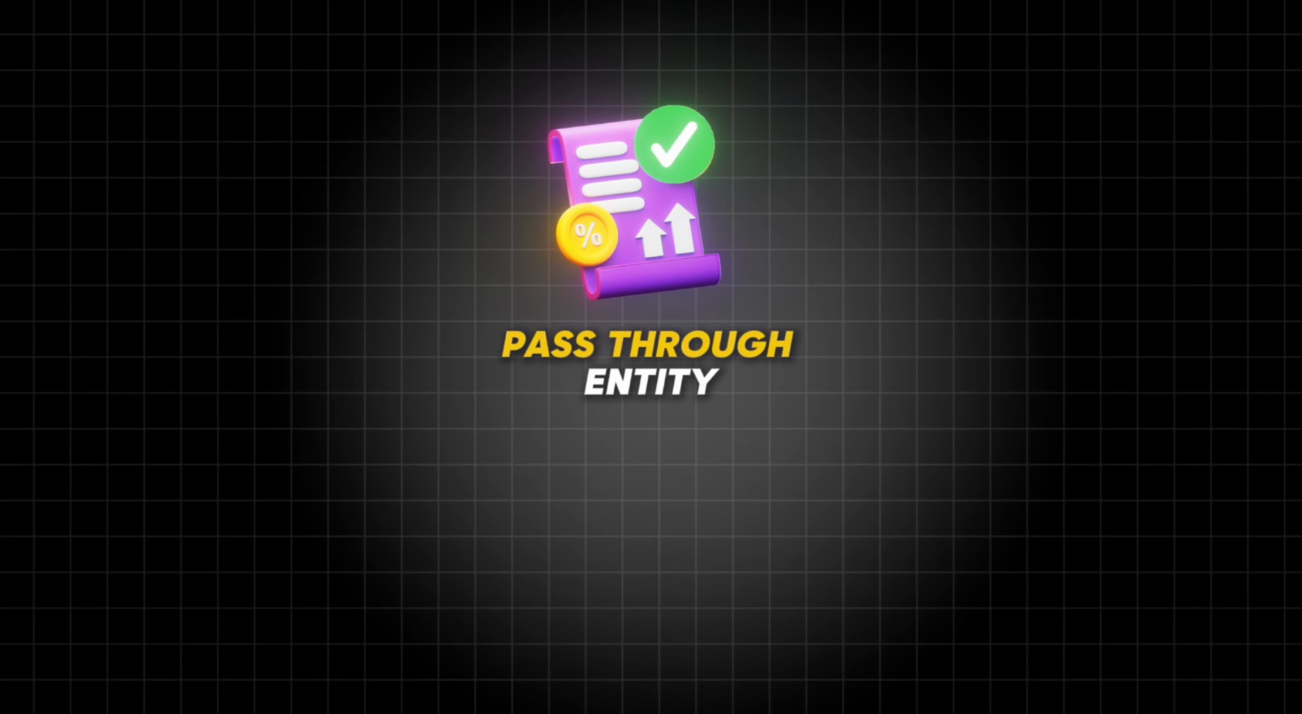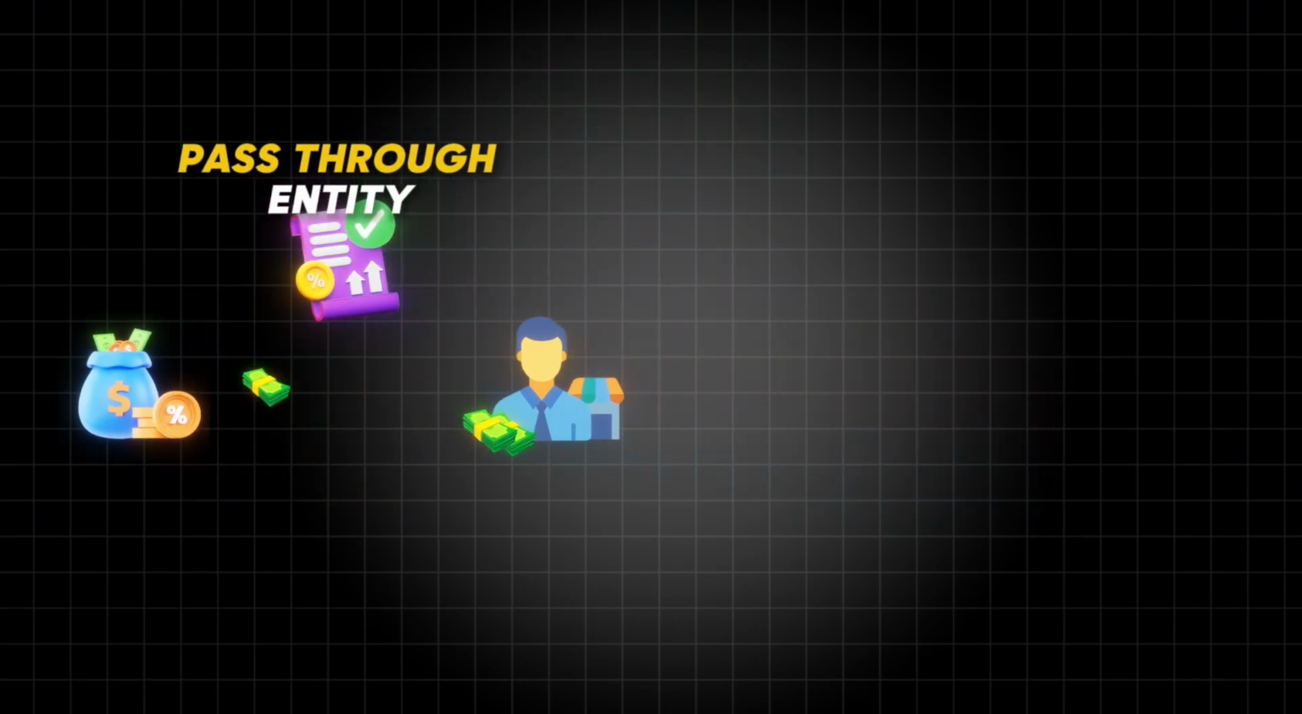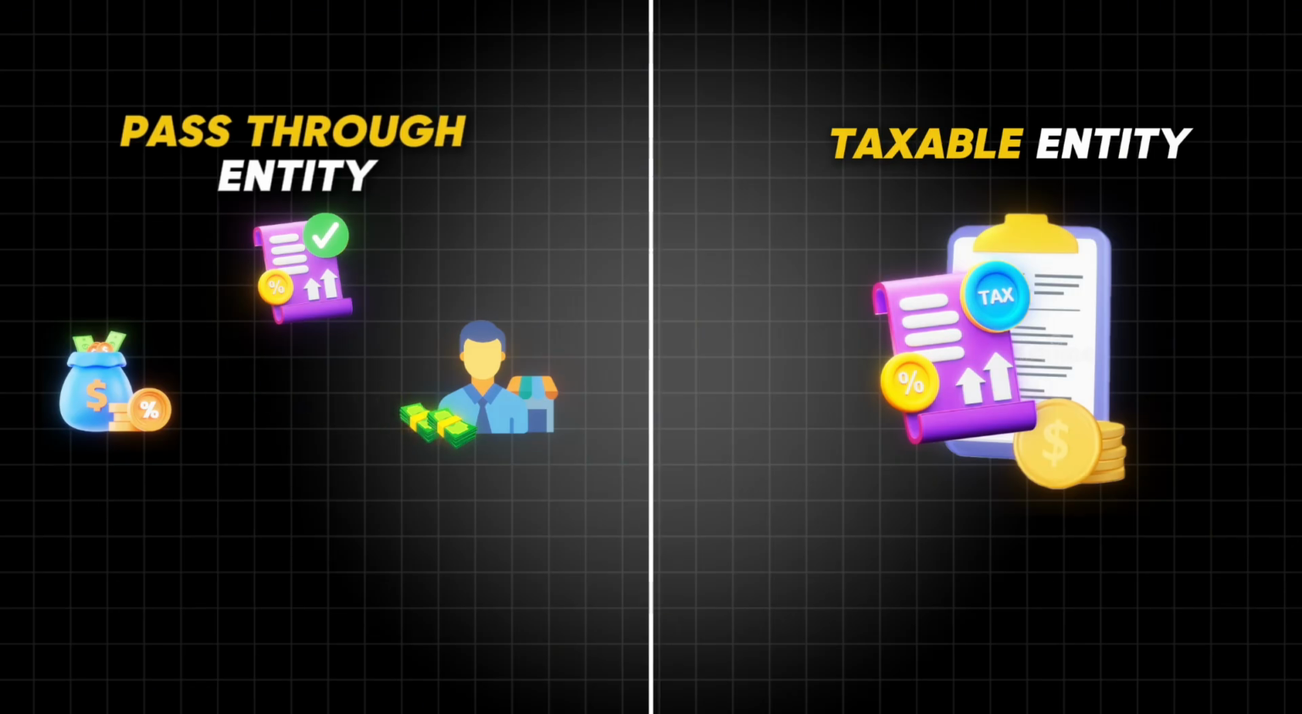A pass-through entity is one where the business income flows directly to the business owner's personal taxes. A taxable entity, on the other hand, pays the taxes on its income at the corporate level before any money is distributed to the owner or shareholders. Understanding the difference between these two is critical.